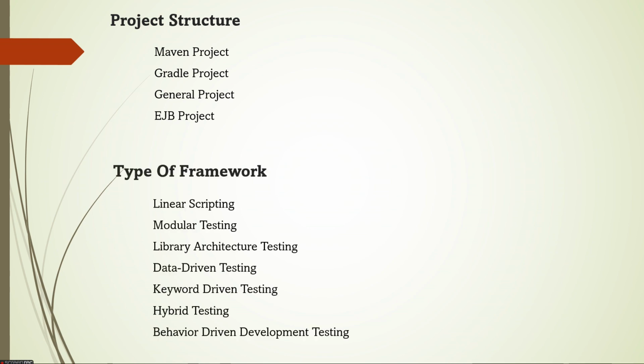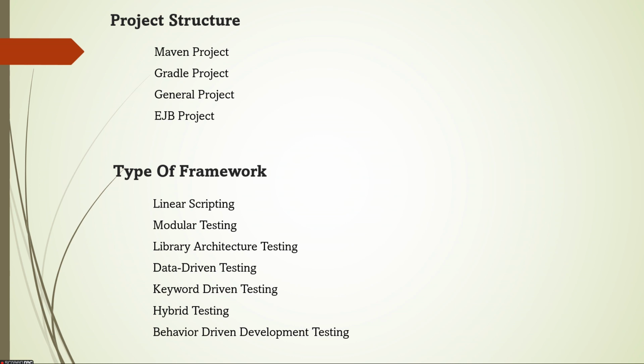Another is the type of frameworks. Keep in mind that there are several approaches inside a test automation framework, meaning which approach we actually follow to create our test automation framework. We have multiple frameworks like linear scripting, modular testing, library architecture testing, data-driven testing, keyword-driven testing, hybrid testing, and behavior-driven development testing. But I will talk about only a few, which are more in demand and more useful for your test automation framework.